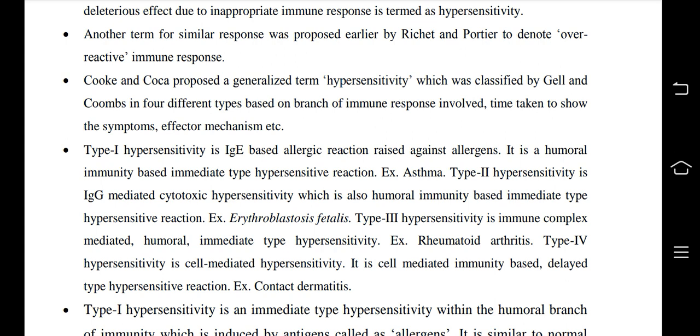Type 1 hypersensitivity is an IgE based allergic reaction raised against allergens. It is a humoral immunity based immediate type of hypersensitive reaction like asthma. Type 2 hypersensitivity is antibody mediated cytotoxic hypersensitivity, which is also a humoral immunity based immediate type of hypersensitive reaction.